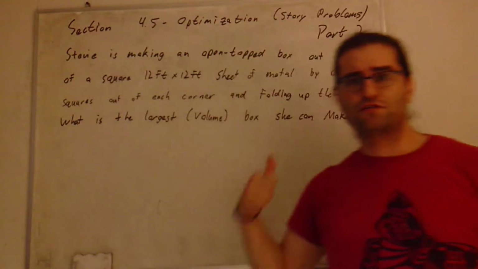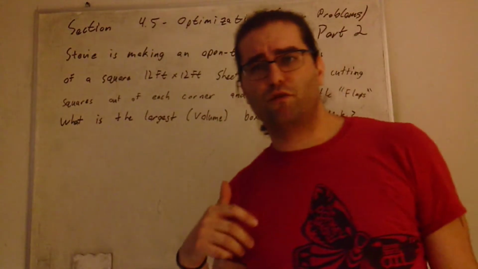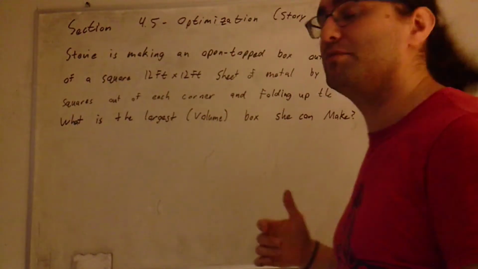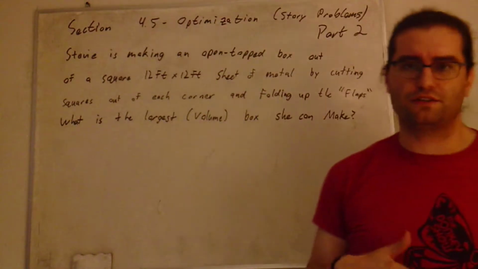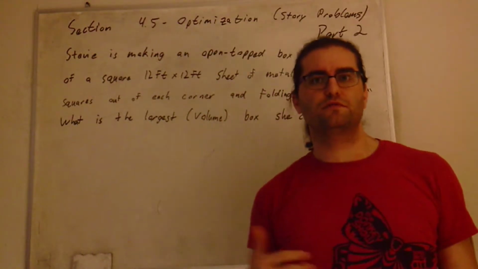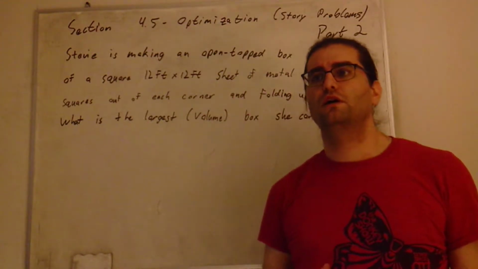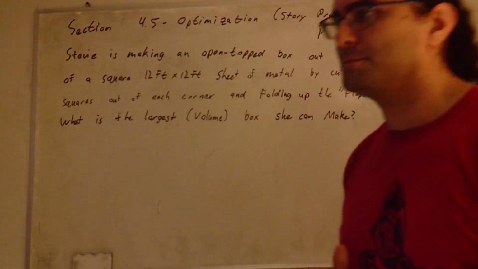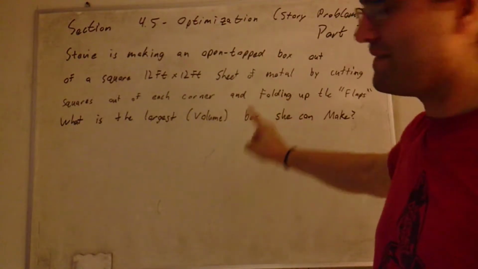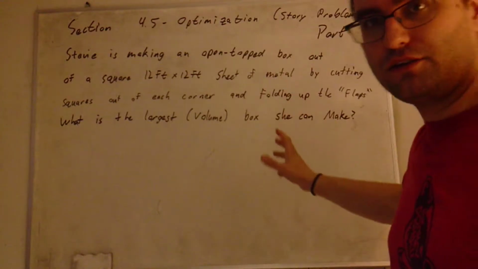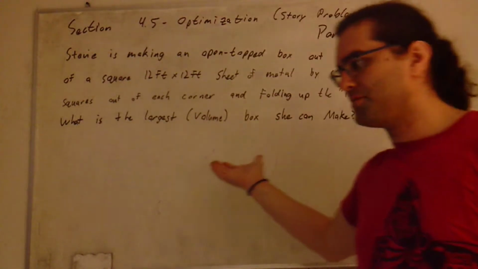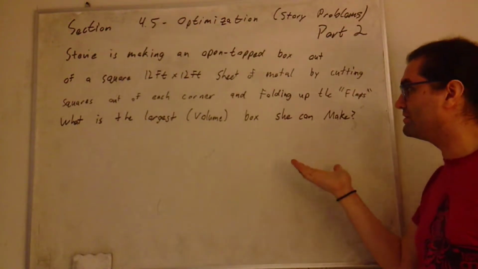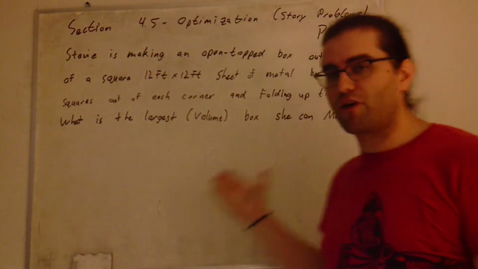This is part 2 of our video series on section 4.5, which is about optimization. We're doing calculus to find maximums and minimums in story problems. This is my favorite calculus optimization story problem here, and I definitely wanted to do this one from the beginning.